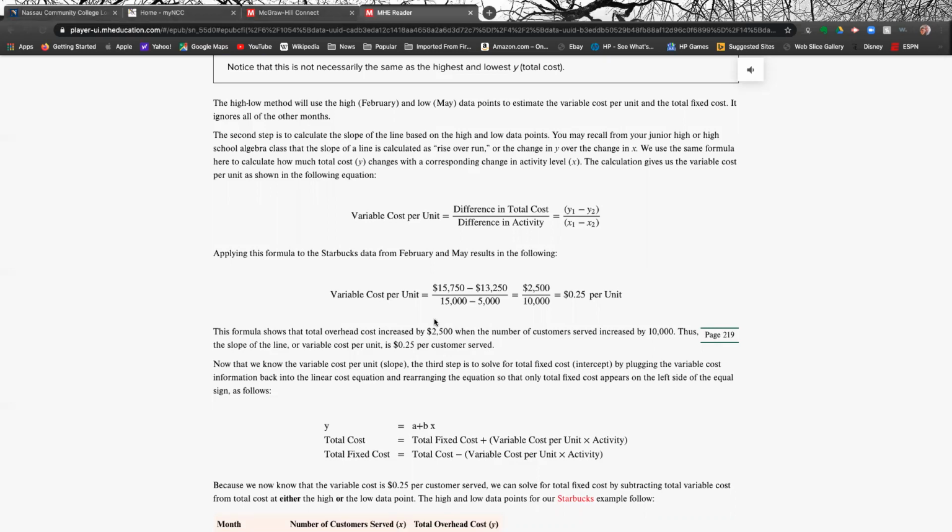In activity, the high month was 15,000 customers served. The low month was 5,000 customers served. 15,000 minus 5,000 is 10,000. 2,500 over 10,000 is 25 cents per unit. That is the variable cost of making a cup of coffee. It's 25 cents.